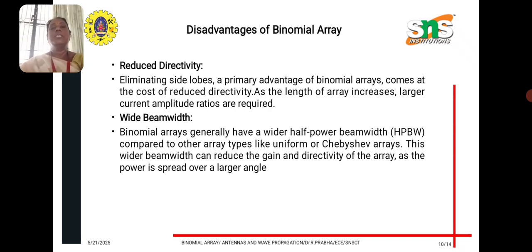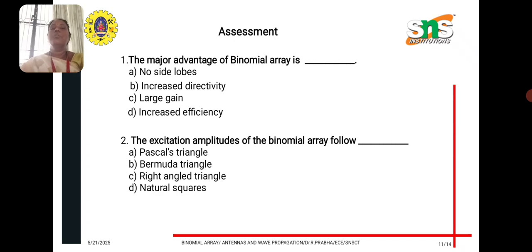The two major disadvantages are, one, the directivity reduces, because while eliminating side lobes, the primary advantage of binomial array comes at the cost of reduced directivity. As the length of the array increases, larger current amplitude is also required. This is another disadvantage. And the beamwidth is wider, as we discussed when comparing with the linear array. This wider beamwidth can reduce the gain and also the directivity, as the power is spread over a large angle. So now the assessment.